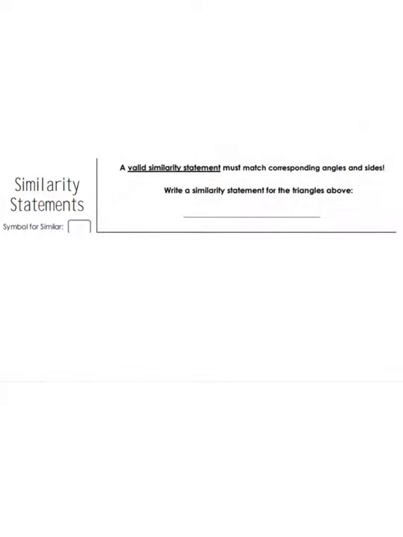All right, a valid similarity statement must match corresponding angles and sides. Write a similarity statement for the triangles above. So whatever you name the first triangle, so let's say ABC, then the second triangle better match up. So angle A, since it was first, better match up with the first angle that you write here, which is angle D.